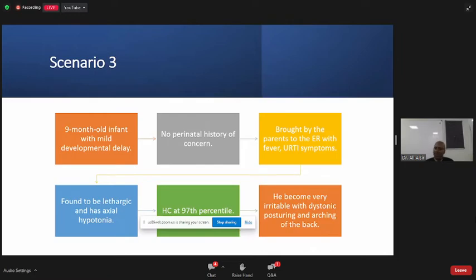The third scenario, I will try to be a bit faster. Already I'm fast, but I try to finish on time, and at the same time I don't want you to get lost.